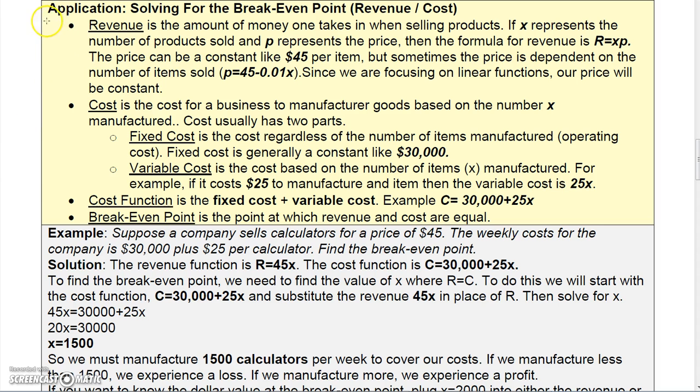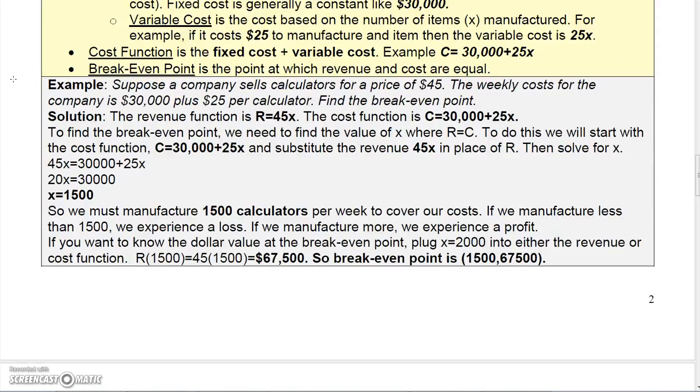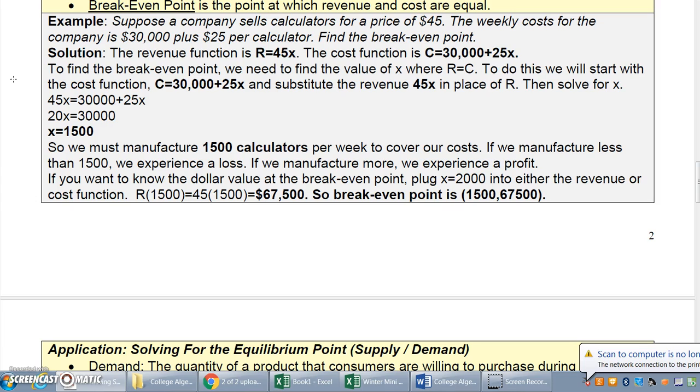Okay, pause the video and read this section in the yellow here. It'll give you an idea about what revenue, cost, fixed cost, variable cost, break-even point, and so forth is. And then when you're done, go ahead and start the video, and I'll show you how to solve an equation for the break-even point.